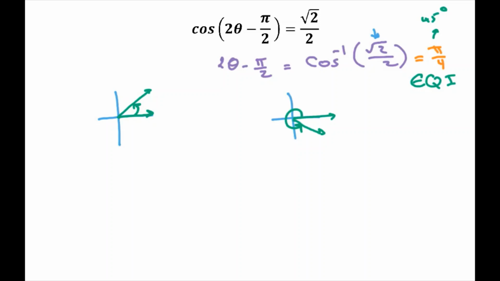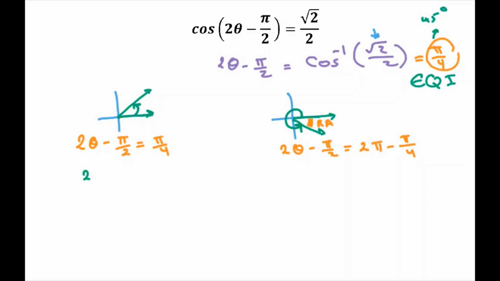So an angle in quadrant 1 is going to be the same one here. So we'll say not theta, we'll say 2 theta. So we're going to say 2 theta minus pi over 2 equal pi over 4. And here we need this part, which is the reference angle, and it's basically the same as pi over 4. So 2 theta minus pi over 2 equal 2 pi minus pi over 4. And now we can do the calculation. So that's going to be 2 theta.